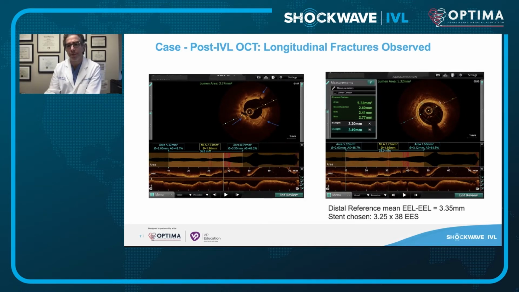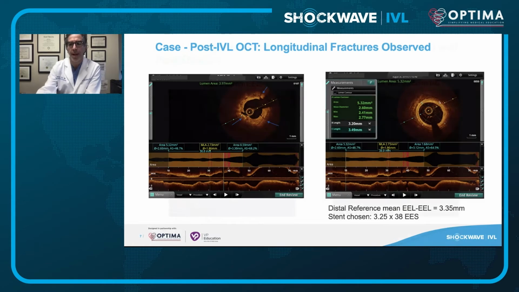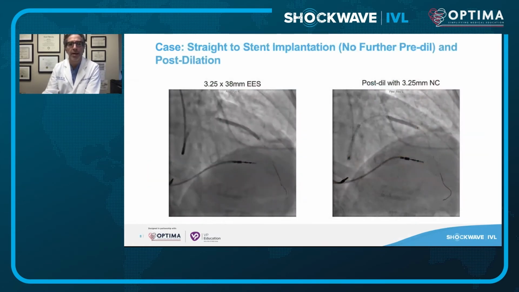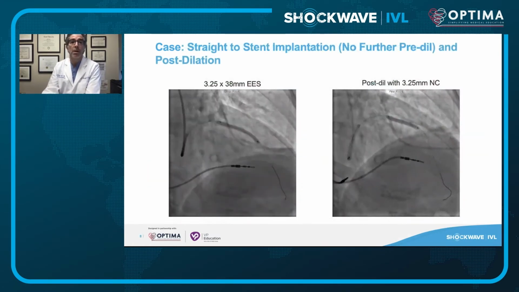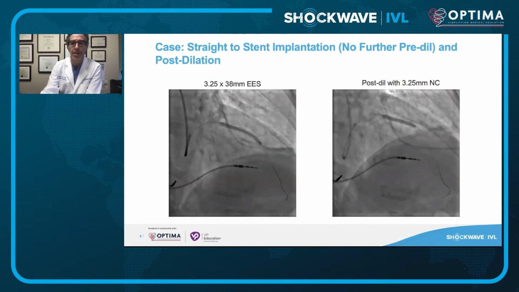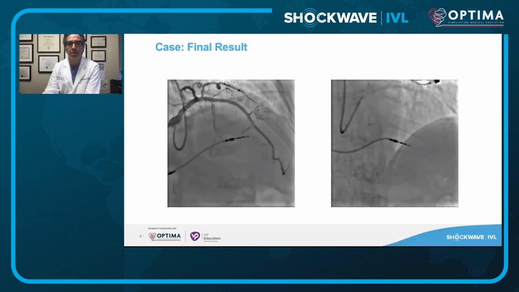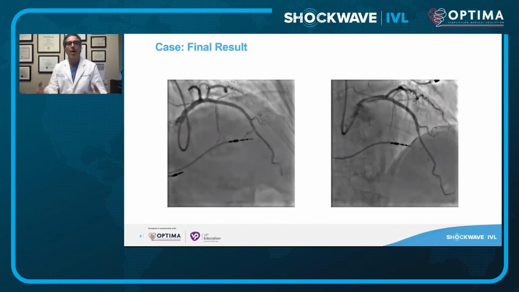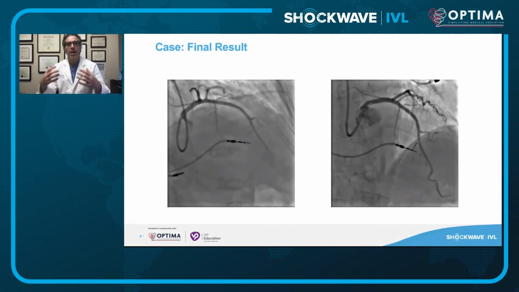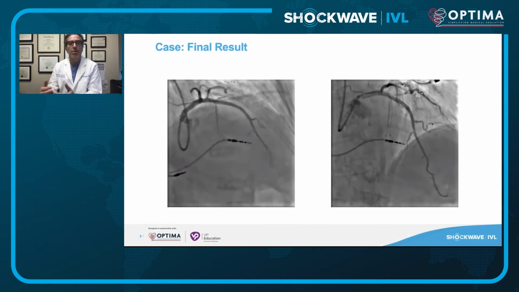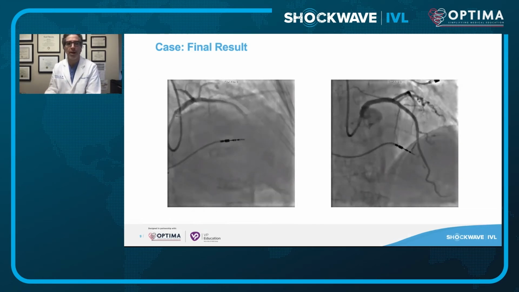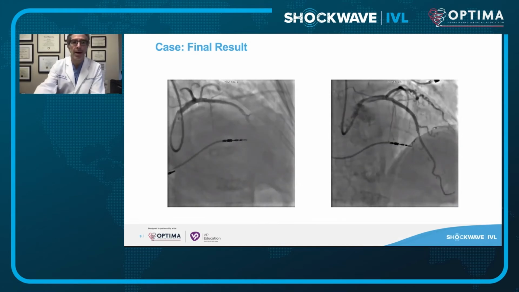I look at the distal reference vessel to determine my stent size using the EEL to EEL distance. And so I chose a 3.25 by 38 millimeter drug-eluting stent. Here it is going in at nominal pressure, beautiful expansion. I post-dilate with a 3.25, and this is my final result. So here's an example of upfront imaging, characterizing the lesion and the nature of the calcification, and choosing the most efficient approach possible, a very rapid, quick, painless case.